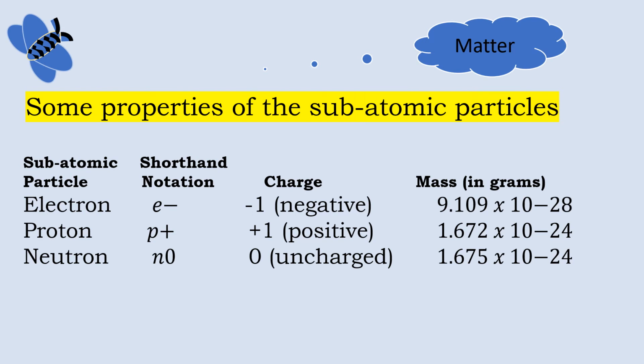The third subatomic particle is the neutron. The shorthand notation for the neutron is n0. The charge of the neutron is 0, or uncharged, and the mass of the neutron is 1.675 times 10 to the -24th power in grams.